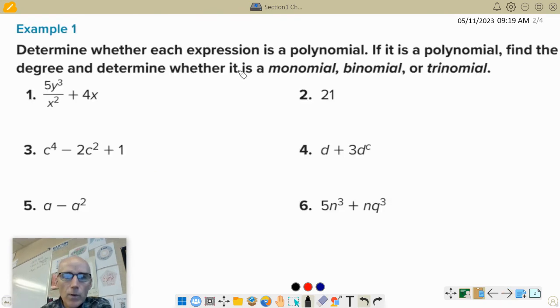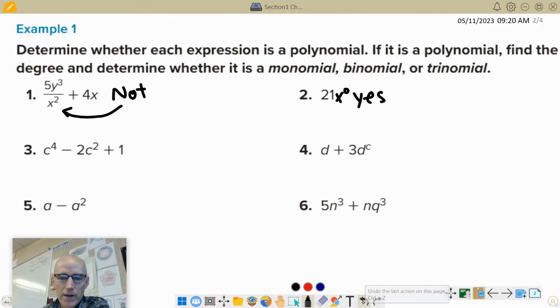So determine whether each expression is a polynomial. All right, well, this one is not because it has a divide by x squared. That's what makes it not a polynomial. This one is a polynomial because there's no division by a variable. This is a monomial, even though it's just a constant. It might make you feel uncomfortable because there aren't any variables here. But I mean, you could think about it as like x to the 0 power or anything to the 0 power here, but that's not necessary. You don't have to do that. I don't want to confuse the issue. This is a polynomial right here.